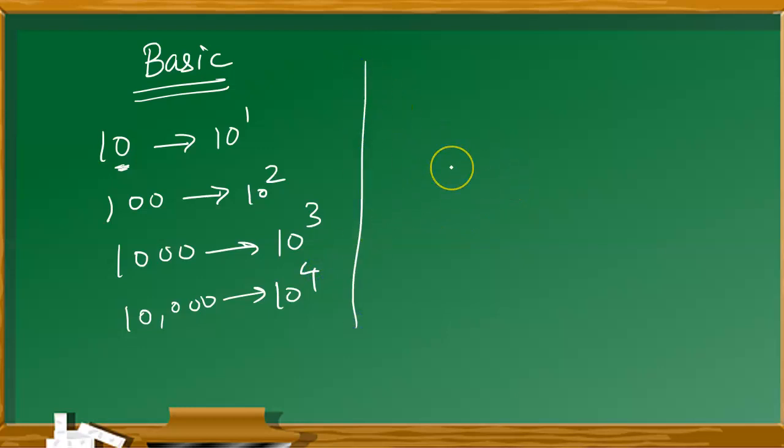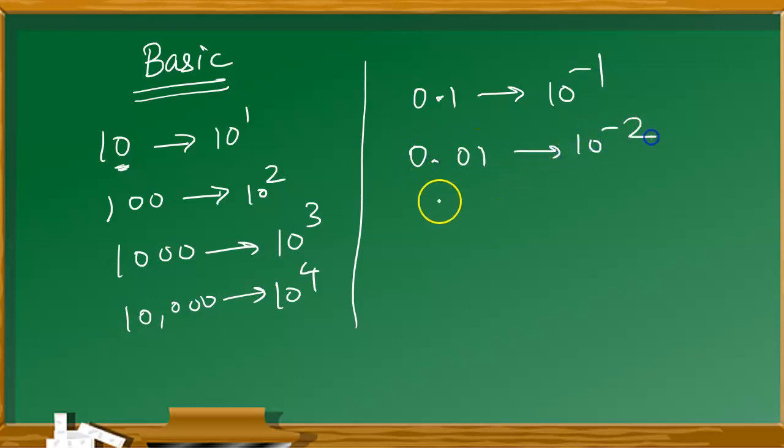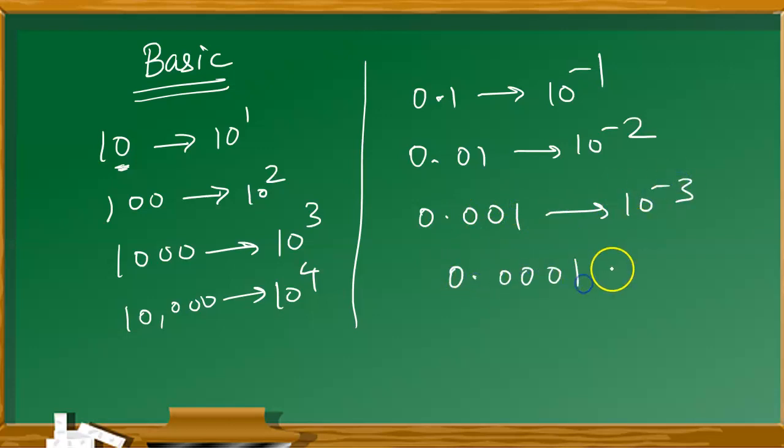Similarly, when I go to negative powers, this can also be referred for negative powers. 0.1 is referred to as 10 to the power minus 1. 0.01 will be called 10 to the power minus 2. 0.001 will be called 10 to the power minus 3. 0.0001 will be called 10 raised to minus 4. And so on. We can go with further numbers also.